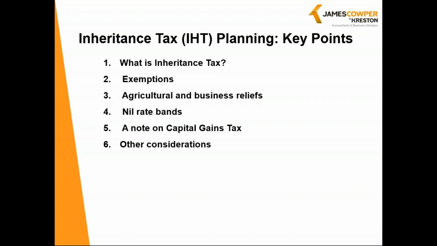Nil rate bands. Once reliefs and exemptions have been allocated, executors can then deduct a nil rate band of £325,000 from the estate's taxable value. No IHT has to be paid on this amount. It is not, however, always as straightforward as deducting this value from the value at the date of death.